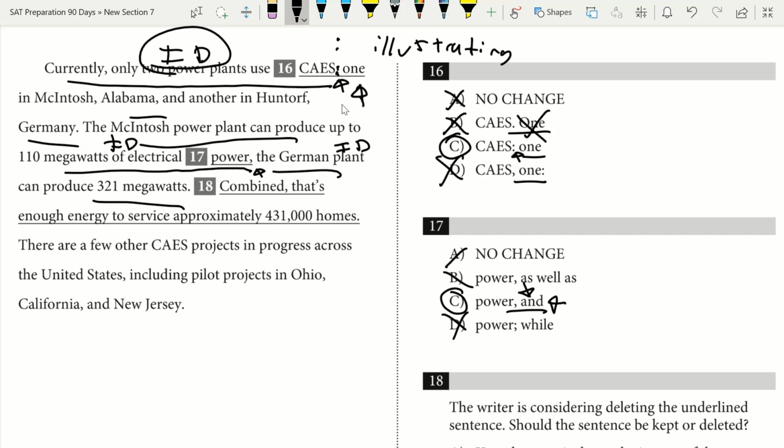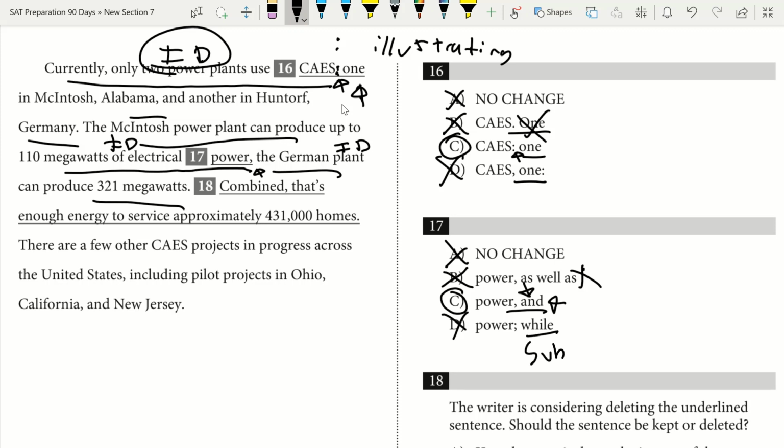Right, we wouldn't say power and then say "as well as," because then we don't have a semicolon or a comma and a fanboy connecting 2 independent clauses. Okay, so A is a comma splice, B doesn't connect 2 independent clauses. We would have a comma splice there as well. And then D, we use a semicolon, but then we say "while."